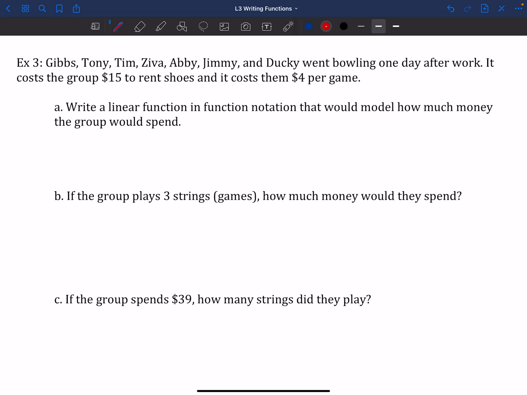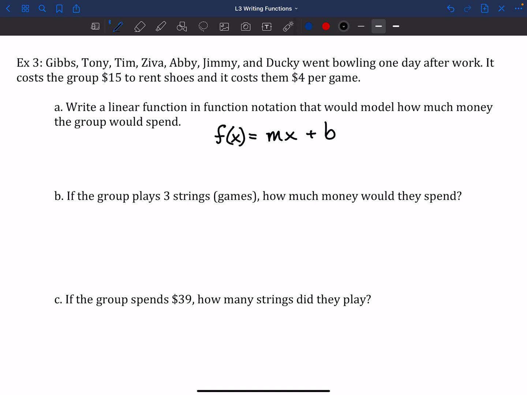So we want to write a linear function in function notation. That already tells me I want f of x, that would model how much money the group would spend. Like I've been talking about, we're going to try and get this in an mx plus b sort of form. So we need our rate of change and our starting point.